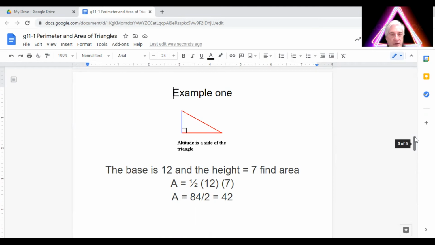It's 1/2 times 12 times 7, which is 84, times 1/2, which is 84 halves. 84 divided by 2 is 42.